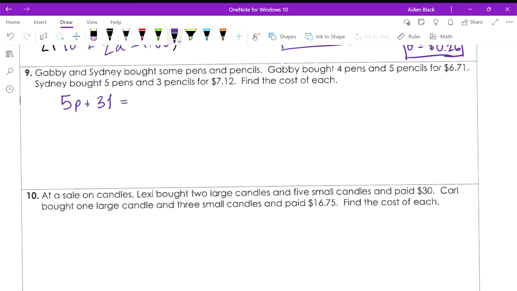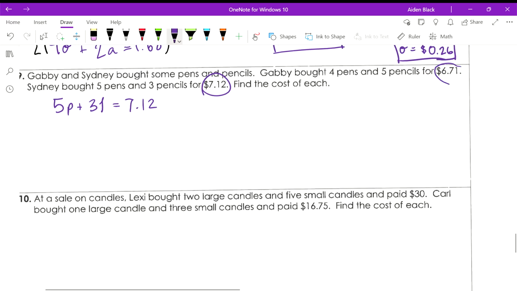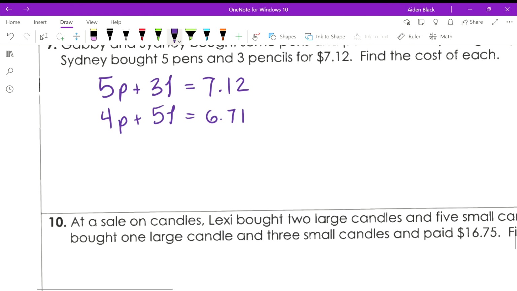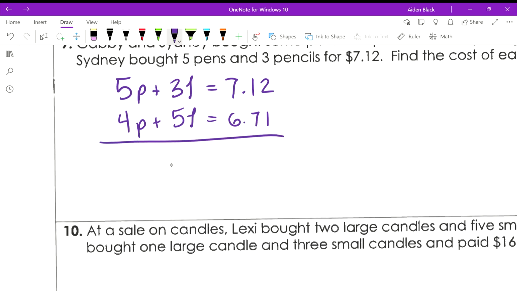And I like writing the scenario with the larger number first. This one's 671, so that's less, so we'll write that one second. 4 pens and 5 pencils is 671. So automatically I want to get 1 pen, so then I can multiply it by what I need to multiply it by, so that I can eliminate one of the variables, pens or pencils.